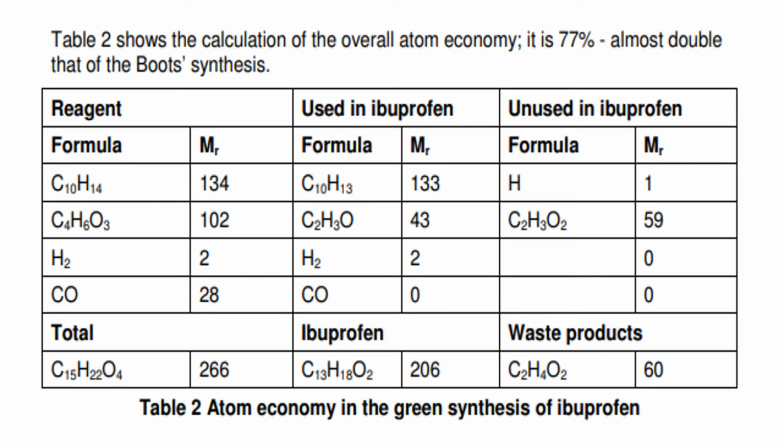The table shows the atom economy in the green synthesis of ibuprofen by BHC company. Here, the total molecular mass of the reactants is equal to 266. The desired product, ibuprofen, has a molecular mass equal to 206. The waste byproducts' molecular mass is equal to 60. Compared to the Boots Company synthesis, the BHC company synthesis has less waste products. The overall atom economy is 77%, which is almost double that of the Boots synthesis.